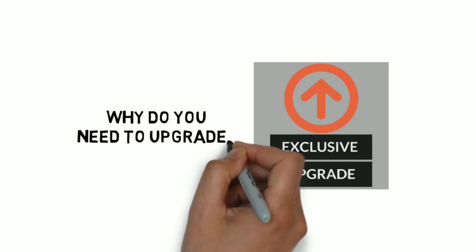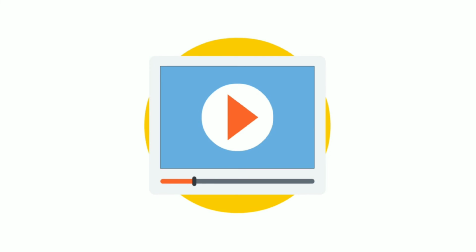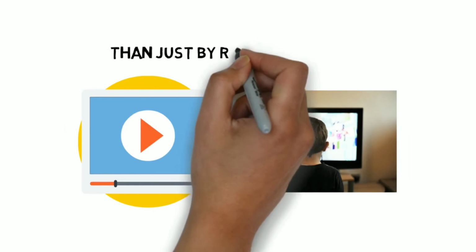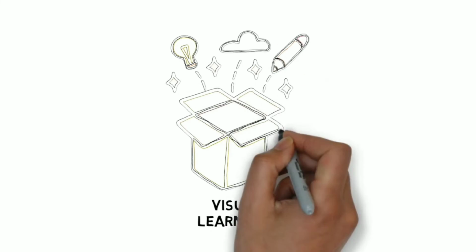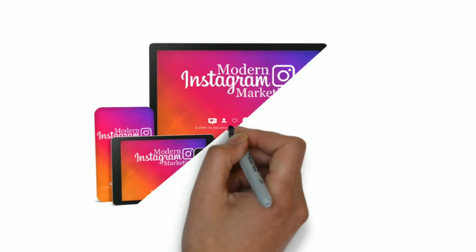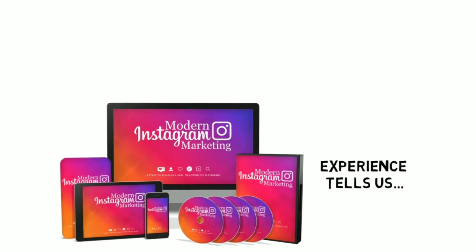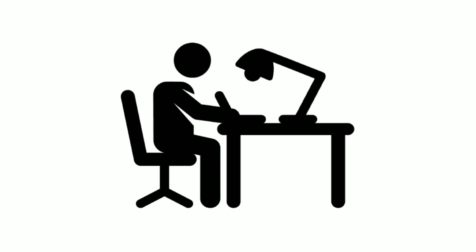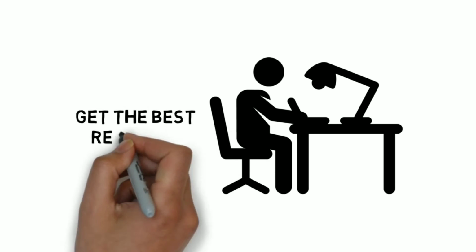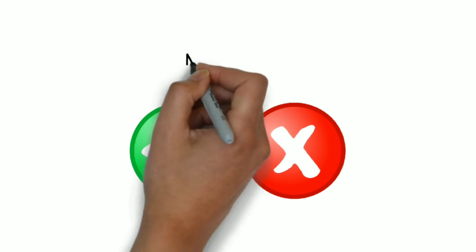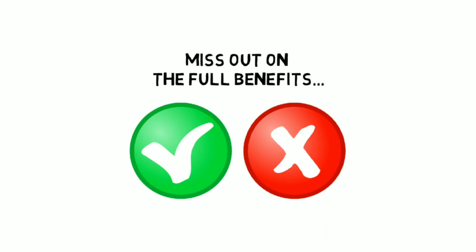Why do you need to upgrade to the video version of the Modern Instagram Marketing Guide? Did you know that most people learn a lot faster when they see something being done on video other than just by reading about it? That's because most people out there are visual learners. How do you normally learn the best? Although the guide you just purchased gives you a step-by-step approach to building a real following on Instagram, experience tells us that it requires learners to pay very close attention to the details to get the best possible results. If you miss any of the most important details or do things the wrong way, you may miss out on the full benefits offered inside the guide.